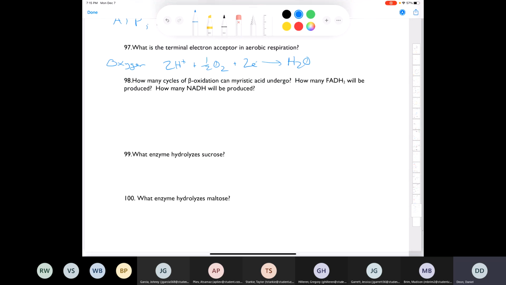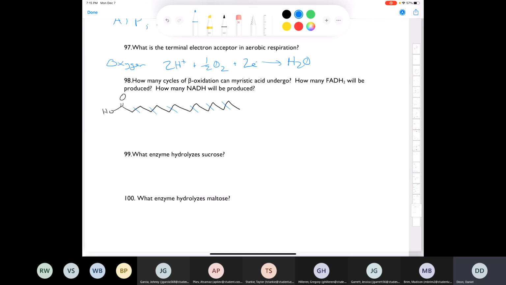How many cycles of beta oxidation can myristic acid undergo? How many FADH2s will be produced? How many NADHs will be produced? So myristic acid has 14 carbons. So let's write out the structure of myristic acid. 1, 2, 3, 4, 5, 6, 7, 8, 9, 10, 11, 12, 13, 14. It can undergo beta oxidation. Look, 1, 2, 3, 4, 5, 6.